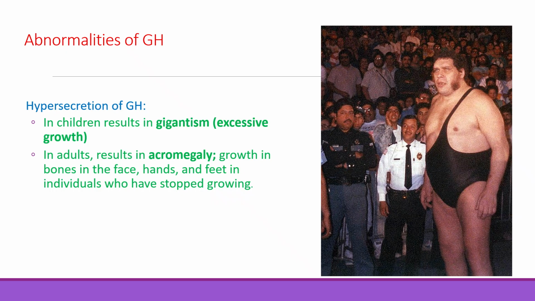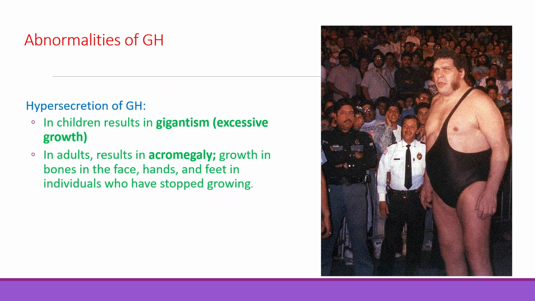So I like to talk about abnormalities where I can in hormones, because those are really interesting. And one of them is hypersecretion of growth hormone. And this is typically caused by a pituitary tumor. So remember I said that the pituitary gland is sitting in that perfect little spot called the sella turcica of the sphenoid bone in the skull.